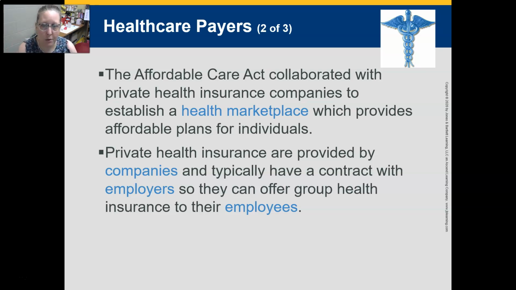Private health insurance is provided by companies, and typically they have a contract with an employer, so they can offer group health insurance to the employees. Companies like Blue Cross Blue Shield, for example, or Aetna, contract with large employers like hospitals and large manufacturing companies, and then they offer that to their employees. So the bulk of health coverage in the U.S., more than 60%, is private health insurance that is obtained through your employer.